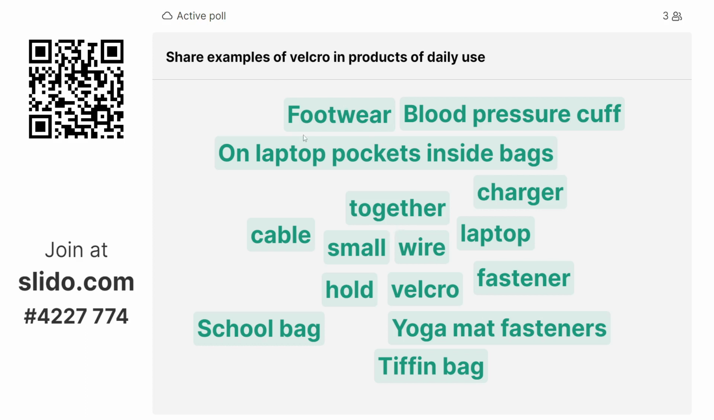Okay, let's just quickly go through footwear, blood pressure cuff, laptop pockets, charger, small wire hold, school bags, yoga mat fasteners, tiffin bag. Great. I think that's a good picture of where the velcros are being used. So once again, thank you so much. Let's proceed to our presentation.